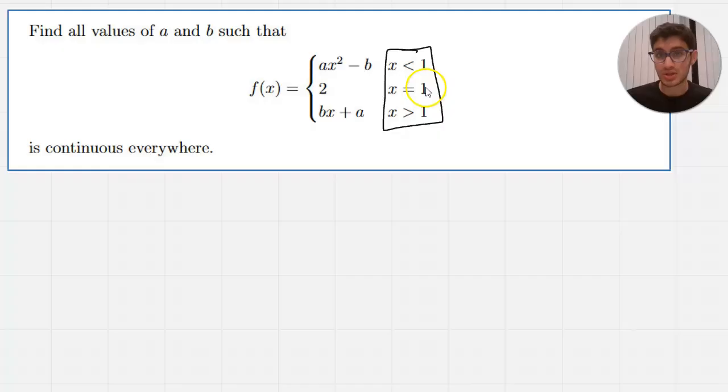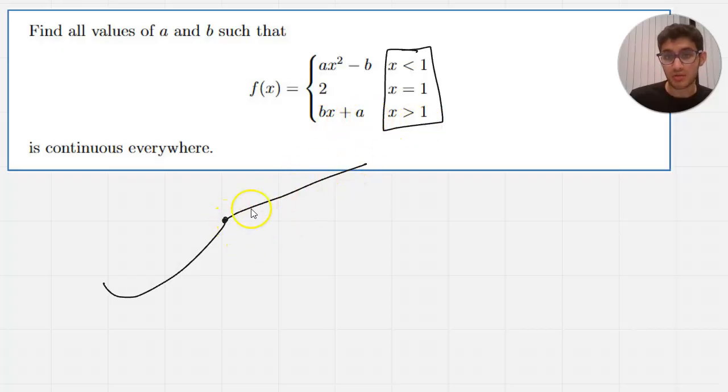So first we consider the points where x is less than 1. When x is less than 1, it's just defined by ax squared minus b. If you plug in the constants a and b, this is just going to be a quadratic which is going to be continuous. So that's fine. Same for x equals 1. Well, we just want this to connect to whatever it is at x less than 1. So let's say it looks something like this. And then when x equals 1, we want that to be right here. And then bx plus a, let's say that looks something like this. Again, when x is greater than 1, it's going to be continuous because that's just a line, right? bx plus a will always be continuous.